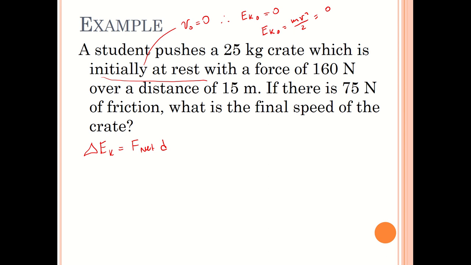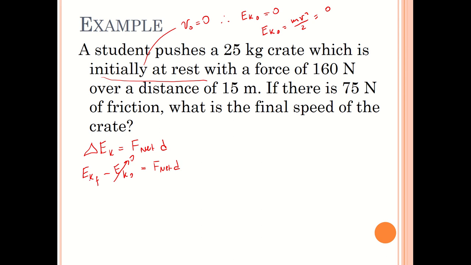Which means that your delta E, you can write it out as, of course, E_k final minus E_k initial equal to F net times D. But in this case, we know that this is going to be 0 because our V naught is 0. Okay, so all we have left is just the kinetic energy at the end, so the final kinetic energy.